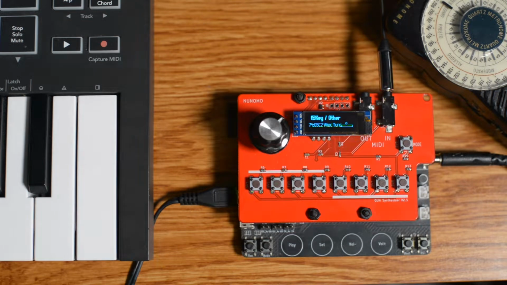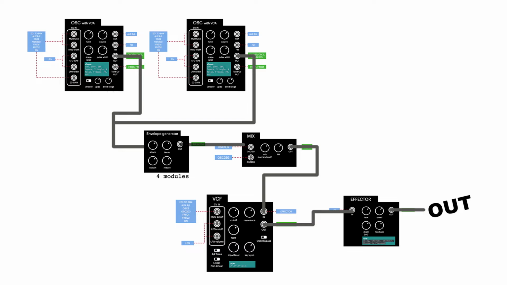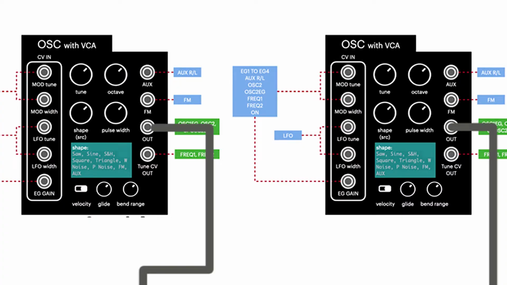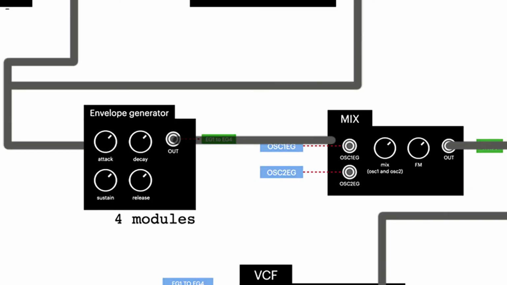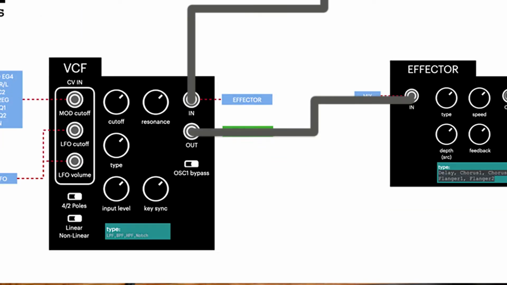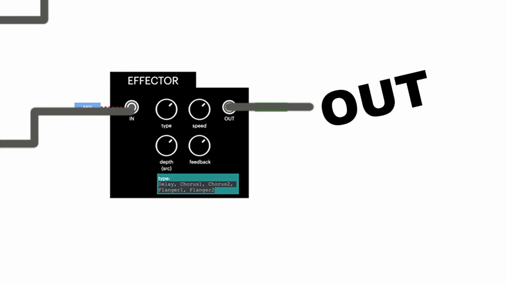First of all, this is the signal path of the synthesizer. The signal starts from the oscillators. There are 2 oscillators in this synthesizer, and the signal goes to envelope generators, and then mixers, then VCF, the filter: low pass, high pass, or notch filter. And then at the end, there is the effector. Then the signal goes out.